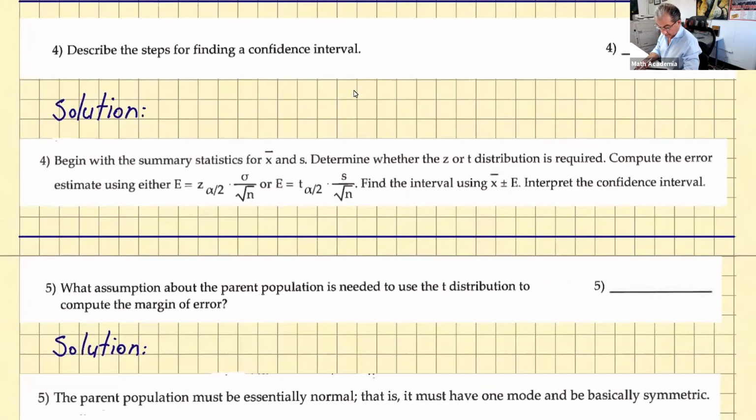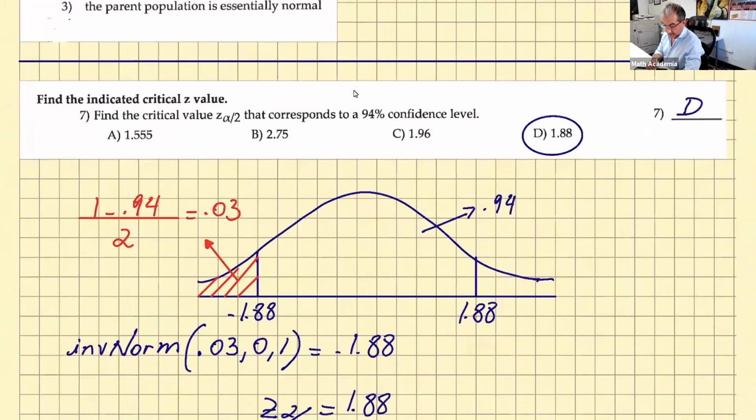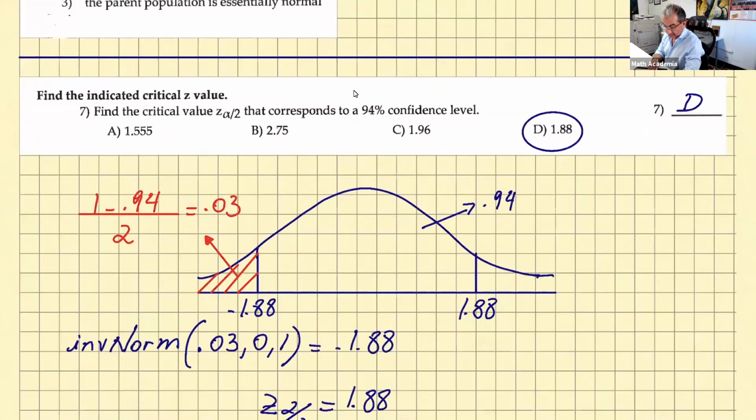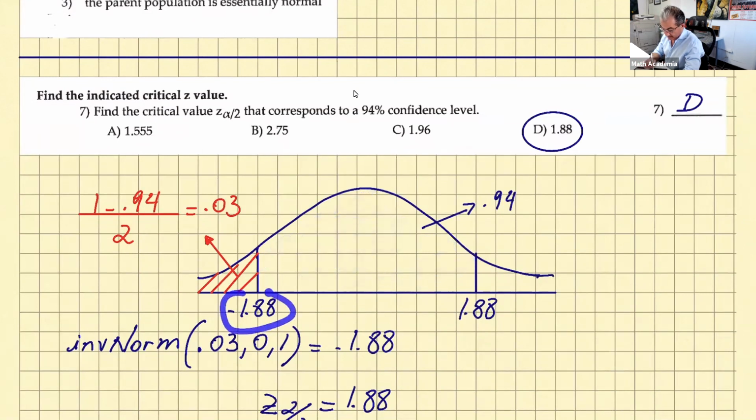But let's start with calculations. I want to explain the calculations. So let's start with number 7. Number 7 says find the critical value z sub alpha over 2 that corresponds to 94% confidence level. One more time, 94% confidence level, that means this area in the middle is 94%. To find the critical value, you have to know that red area.